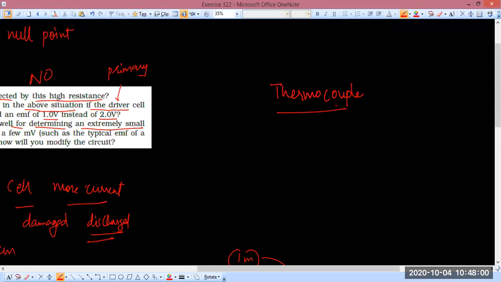Thermocouple is not in the 12th standard syllabus anymore. What is a thermocouple? A thermocouple is a device that produces a small potential difference. Like a battery, but a very small potential difference, about millivolts, right?